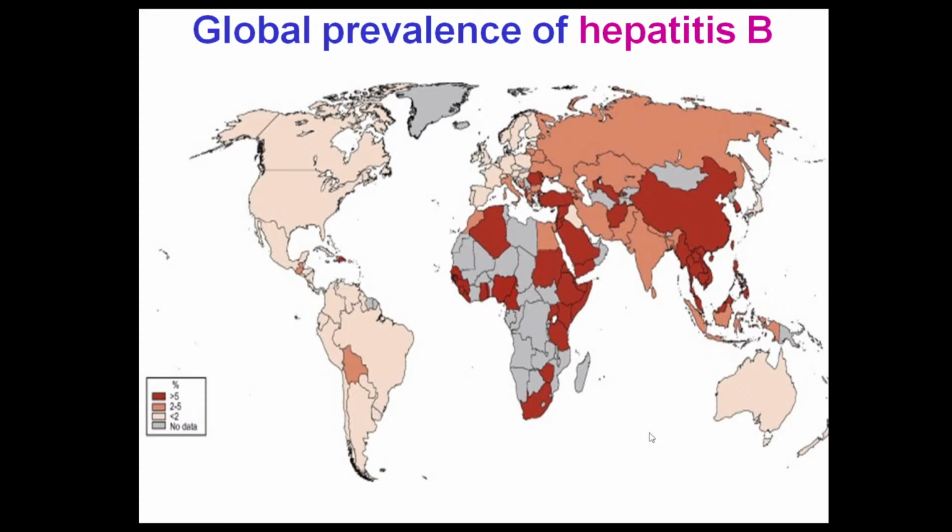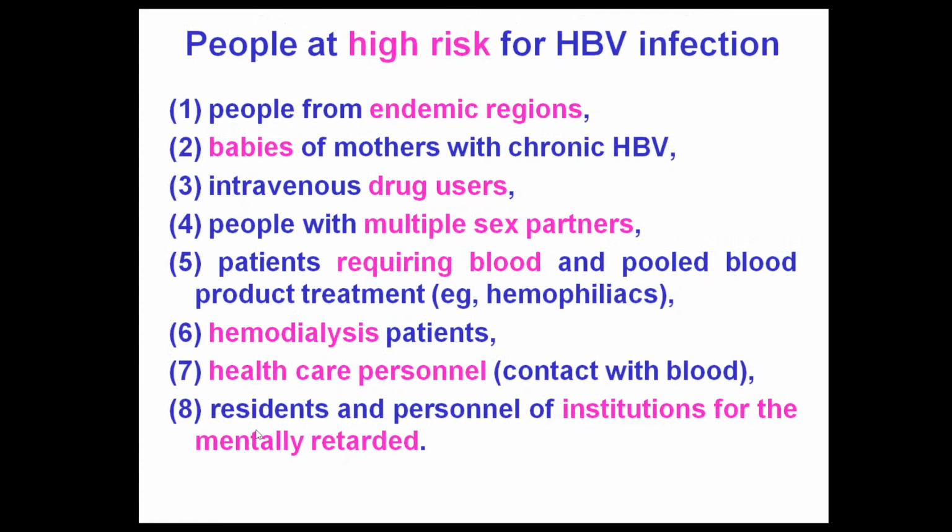See the global prevalence of hepatitis B: in the Russian Federation, the percent is from 2 to 5, and even higher in some parts of Africa and Asia. So, it is found almost everywhere.